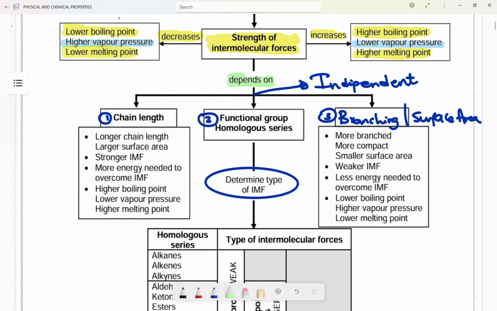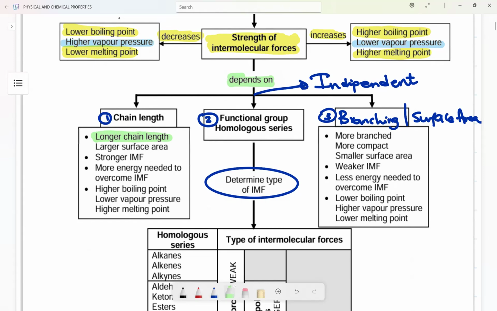We just said the strength of the intermolecular forces, when it increases, what will happen? The boiling point will be high as well as the melting point. But when it decreases, they will be lower boiling point as well as lower melting point. Now let's talk about the chain length. If we increase the chain length, do you agree with me? We are going to increase the number of carbons and hydrogens in the structure, or in our organic compounds.